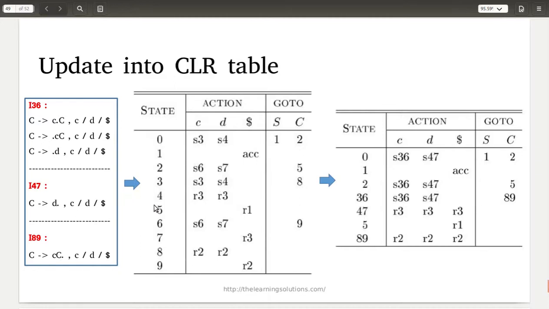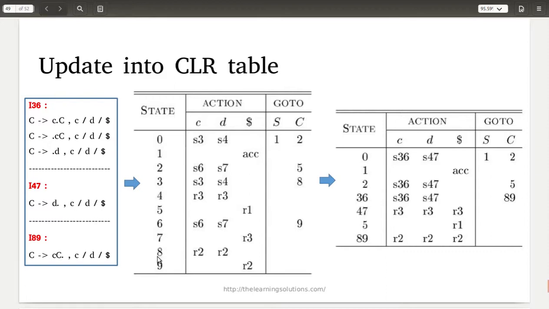Now next is, let us consider state 4 and state 7. So 4 and 7 are combined together. So 4 and 7, that is R3 with 4 on C. R3 is when 4 on D. 7 is not having any operation over C and D symbol. 7 is having only operation R3 over the dollar symbol. So 4 doesn't have anything on the dollar symbol. So this can be combined together. So there will not be any reduce conflict while combining 4 and 7 state.